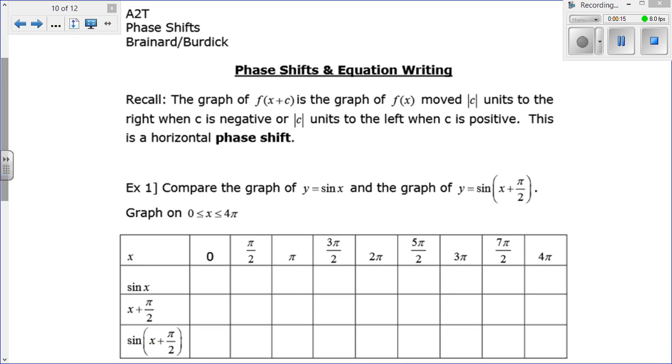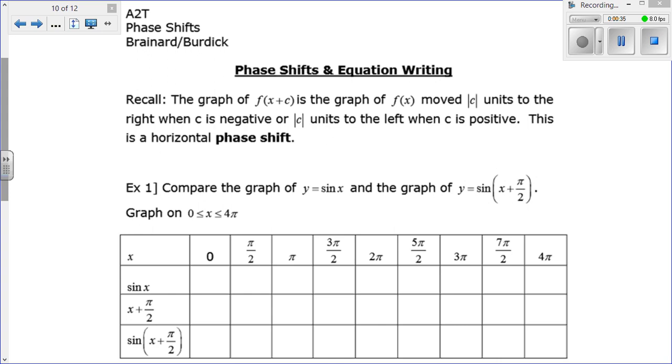I know it says recall, but we haven't really talked about phase shifts. The graph of f of x plus c is the graph of f of x moved the absolute value of c units to the right when c is positive, or the absolute value of c units to the left when c is negative. This is what we call a horizontal phase shift.